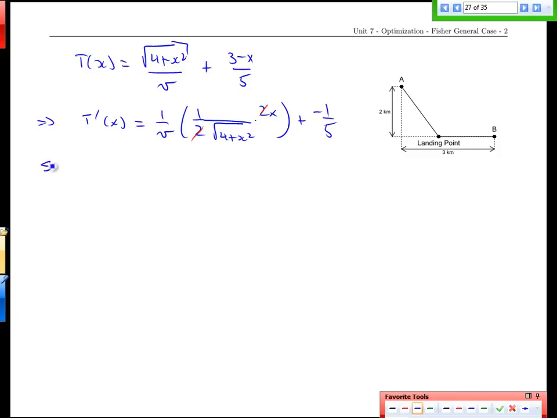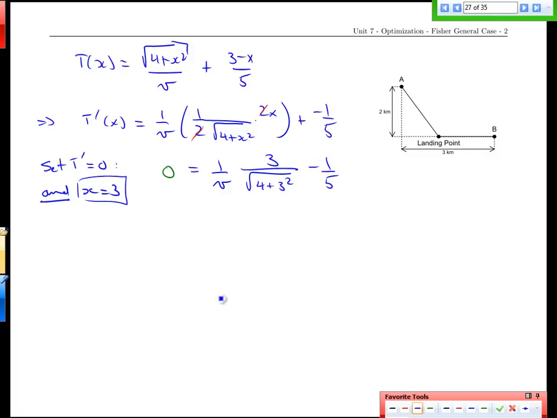All right, so we want a critical point. So we're going to set t prime equal to 0. And at the same time, we want the critical point to occur at x equals 3. So we want this to equal 0 when x equals 3. That's going to give us a whole new equation with values filled in. We don't know what our speed is yet, but we do know that we're going to have 3, that x up top, divided by the square root of 4 plus 3 squared, minus 1/5. And now we're going to solve for the velocity that gives us x equals 3 as our best landing point. So solve for v.